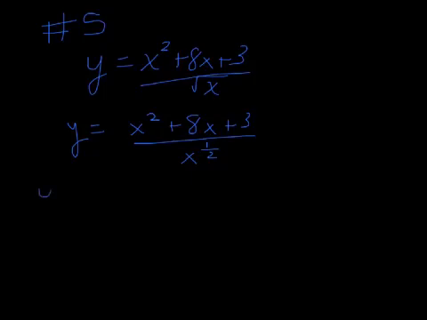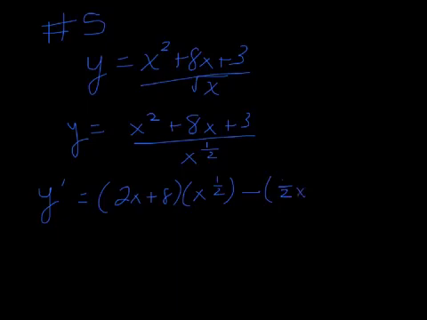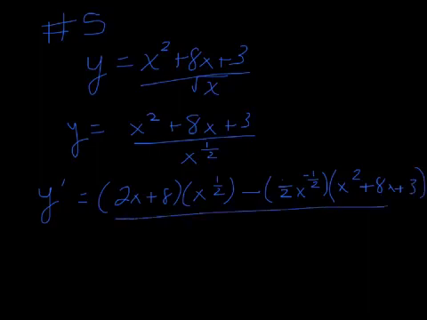Okay, quotient rule: derivative of the top, which is 2x plus 8, times the bottom, which is x to the 1/2 power, minus the derivative of the bottom. So the exponent comes forward, and we get 1/2 x. When you subtract whole number 1 from 1/2, you get negative 1/2. So that's the derivative of the bottom, and I multiply that times the top, and all over the bottom squared. Okay, so calculus is done.